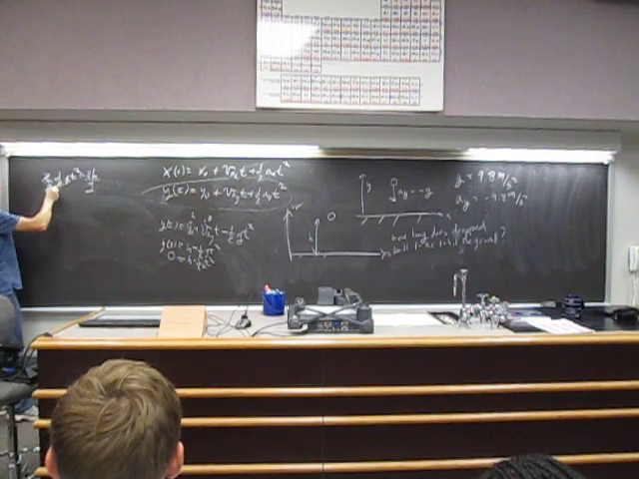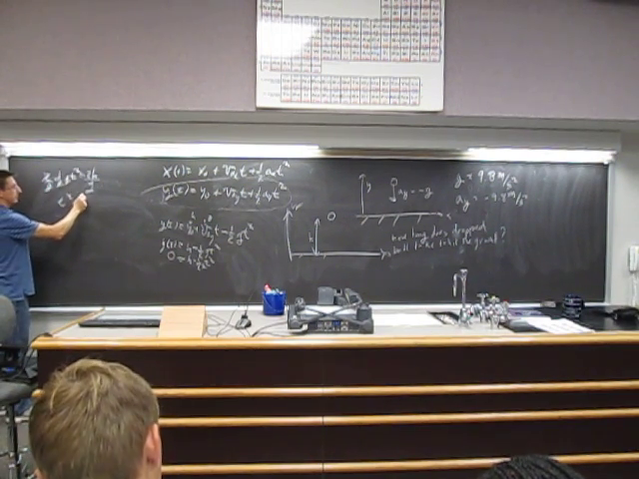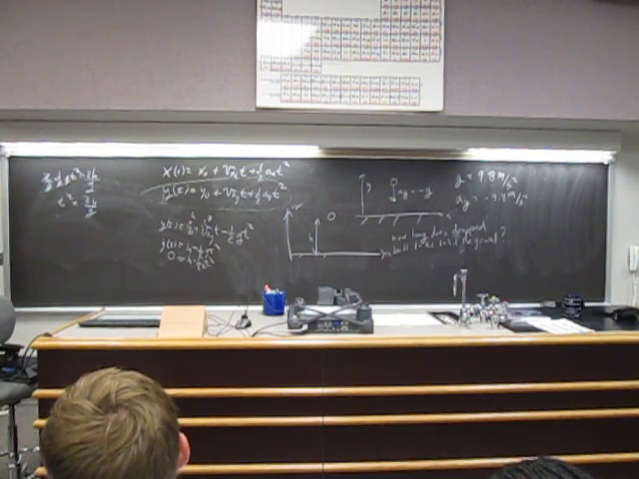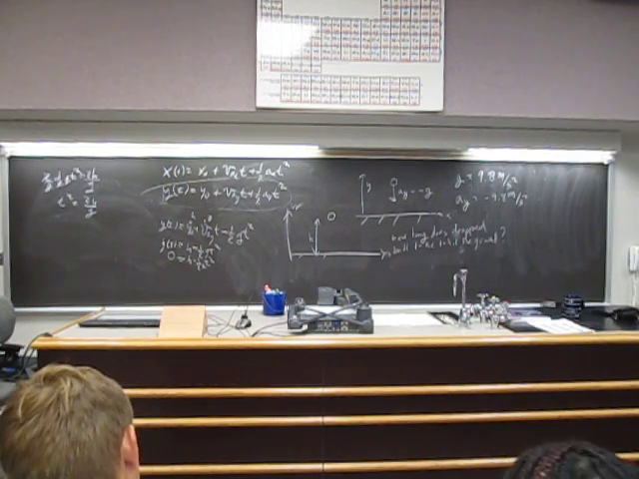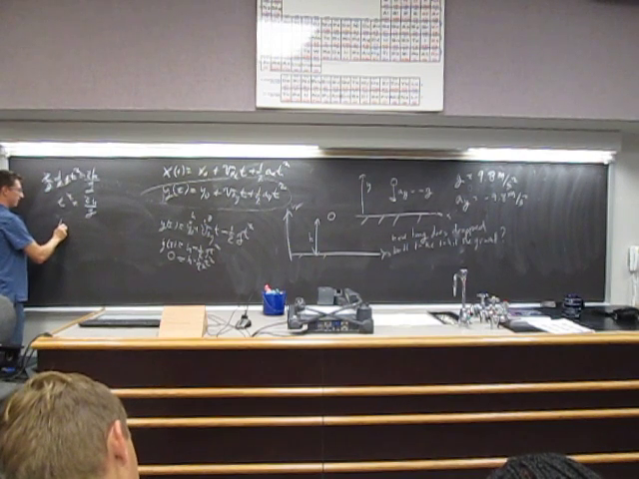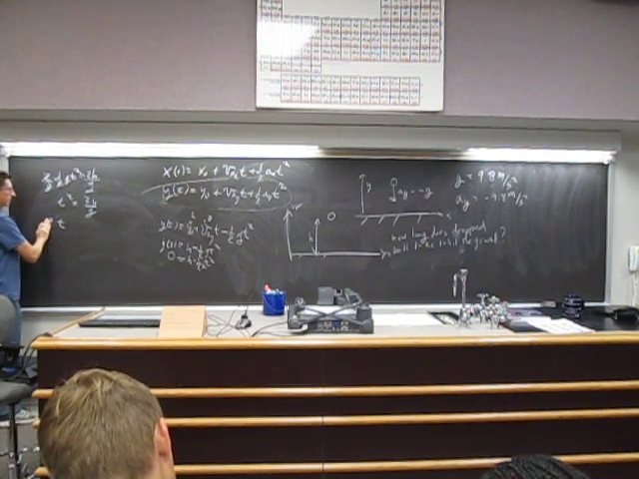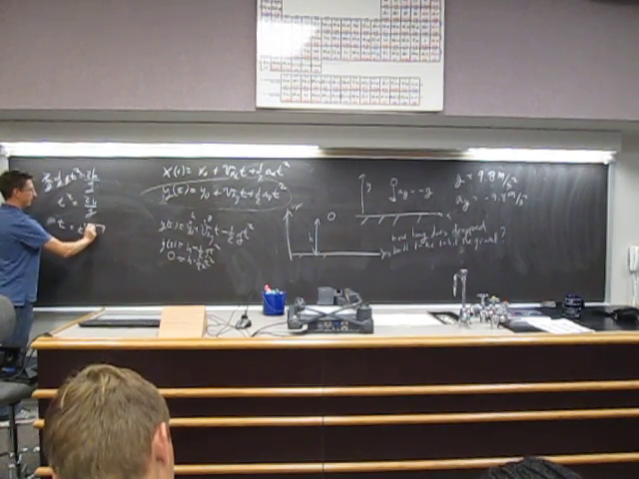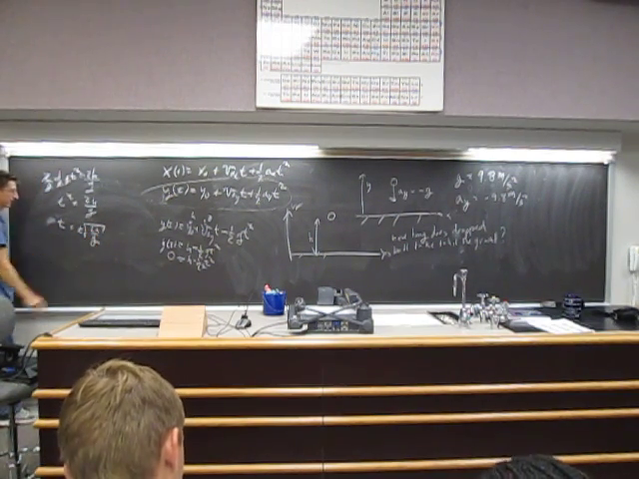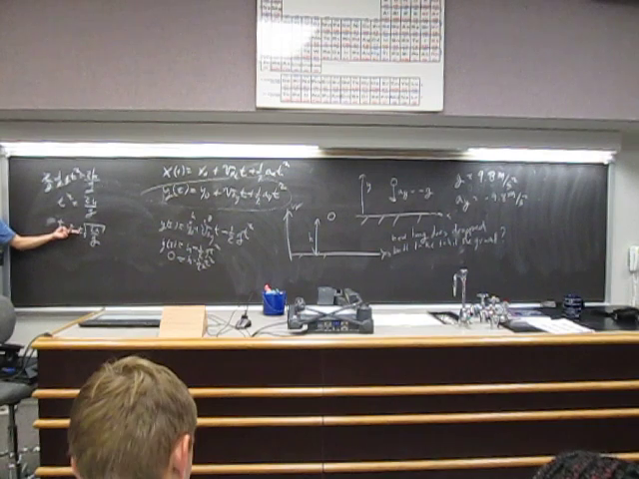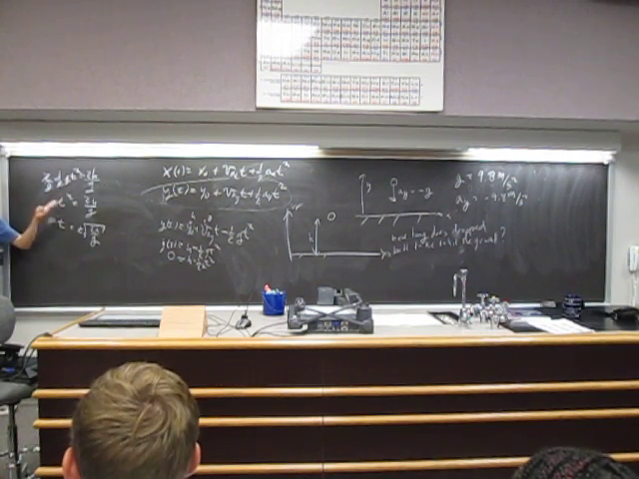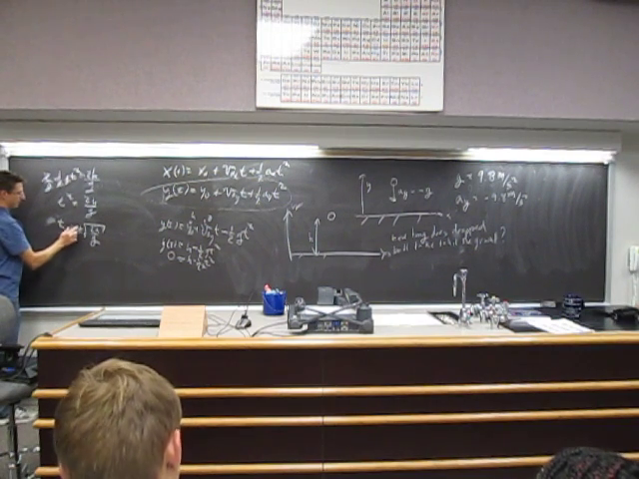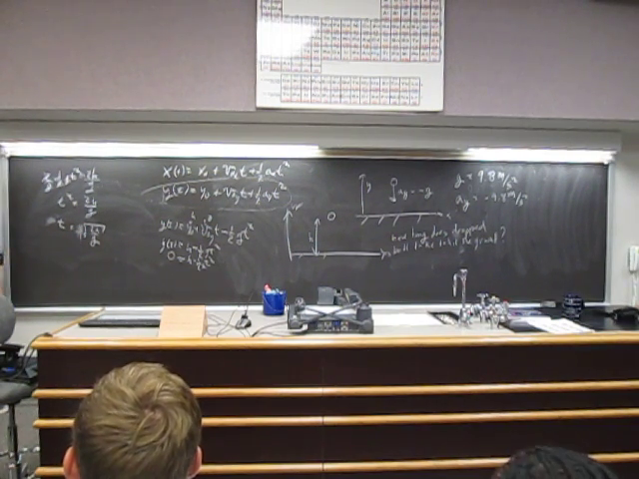The g's cancel, the 2's cancel, and I get t squared is 2h over g. Now what should I do? Take the square root of both sides. So t is plus or minus the square root of 2h over g. That minus sign is not physical. It takes a positive amount of time for it to fall down. So we'll just write it like that.